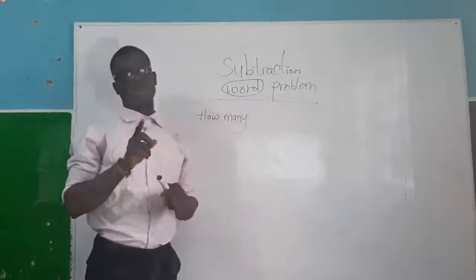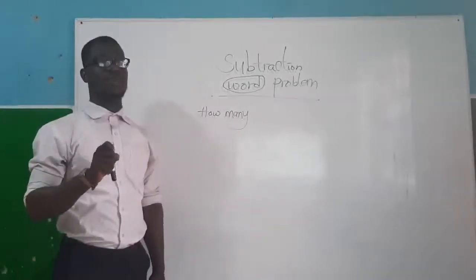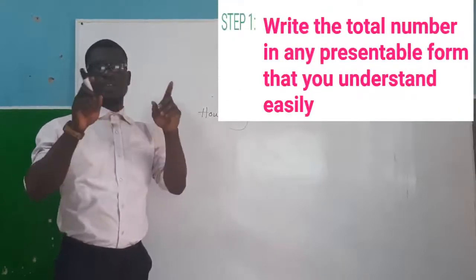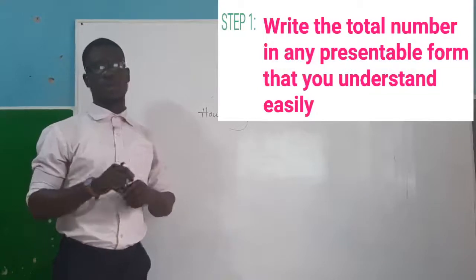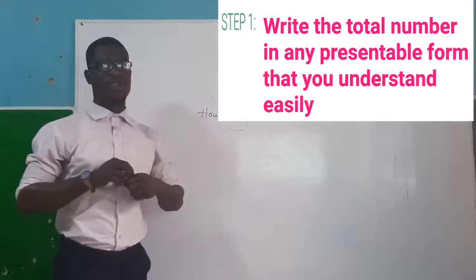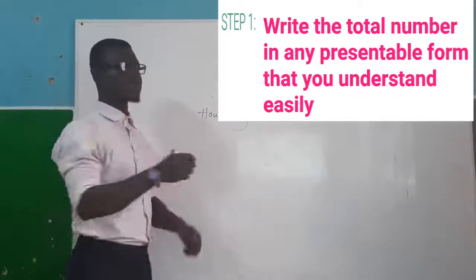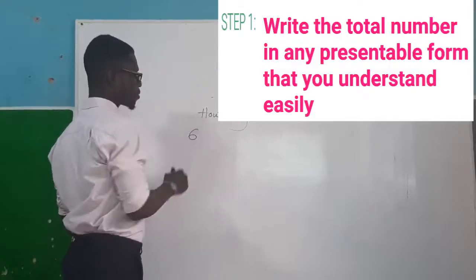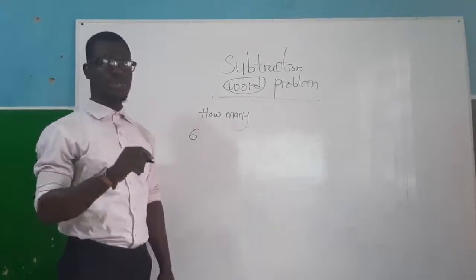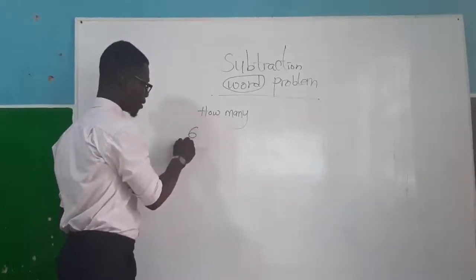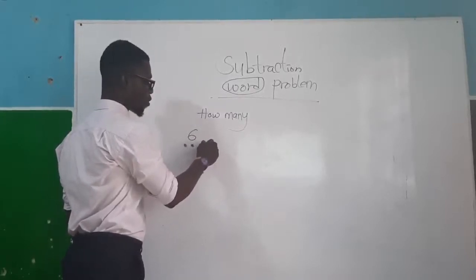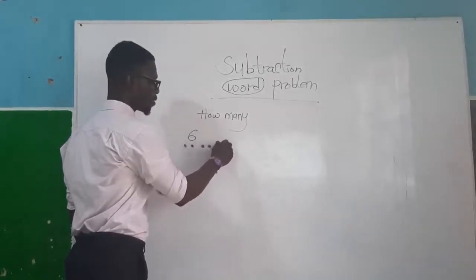Let's move into the steps that I was talking about. The first step is you write the total number of the objects in a presentable form that you will understand. According to the story, the total number of the birds was 6. So you can choose to represent the birds with dots, which will be 1, 2, 3, 4, 5, 6.